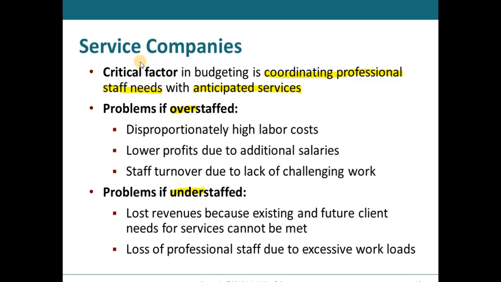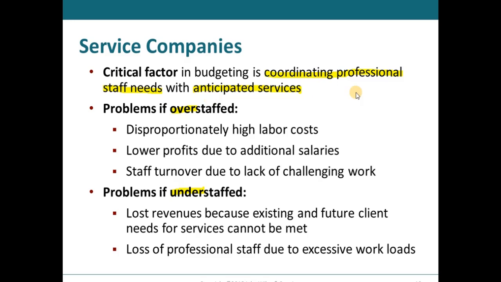Now the budgeting in service companies. In service companies, the critical factor in budgeting is coordinating professional staff needs with anticipated services. As you see, the organization may be a manufacturer, merchandise, or service company. In service companies, the point of budgeting is to coordinate professional staff needs with anticipated services.